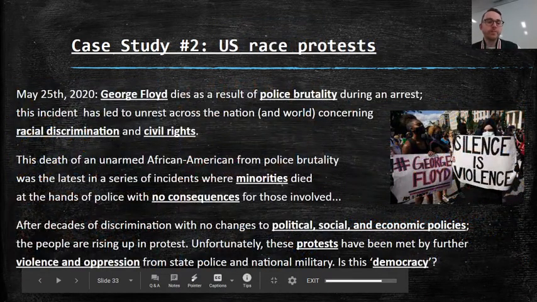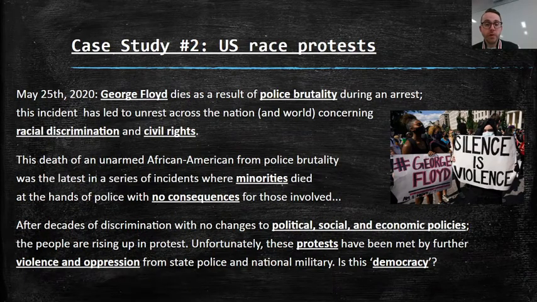Case study two, looking at the US race or anti-race protests happening in 2020. So on May 25th, 2020, an African-American by the name of George Floyd died as a result of police brutality during an arrest.